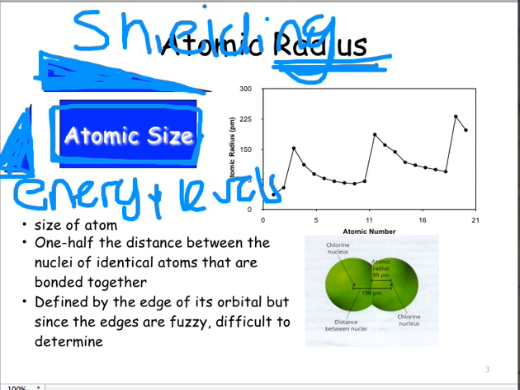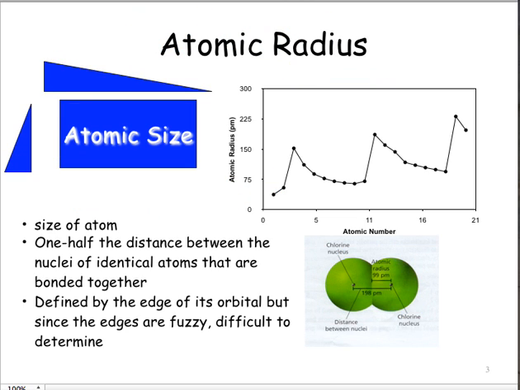Keep in mind, trying to measure that radius is pretty hard because we don't really know where the edges are on an atom. So we're actually looking at the center between two nuclei there. So we have the shielding and left to right getting smaller, and as you go down we're getting bigger.